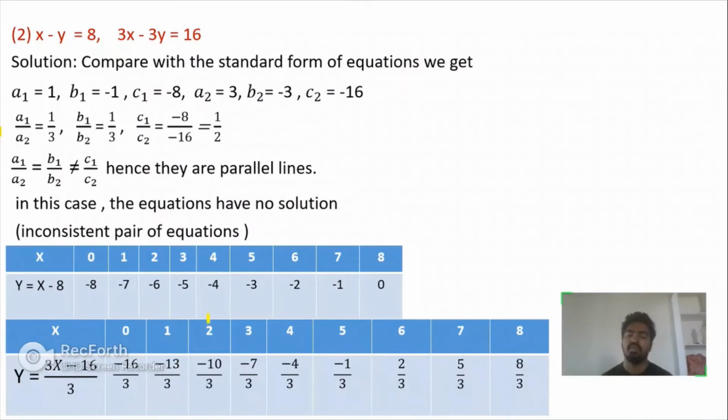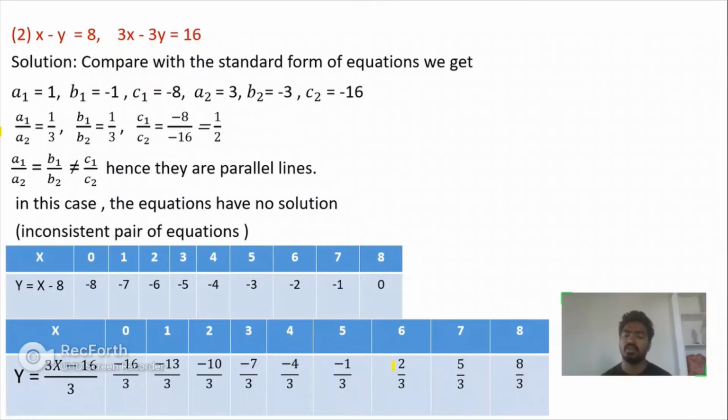then the corresponding value of y is equal to minus 13 by 3. And if I substitute x is equal to 2, then the value of y becomes minus 10 by 3. And if I substitute x is equal to 3, then the value becomes minus 7 by 3. And if x is equal to 4, then the value of y is equal to minus 4 by 3. And if x is equal to 5, then the value of y is equal to minus 1 by 3.